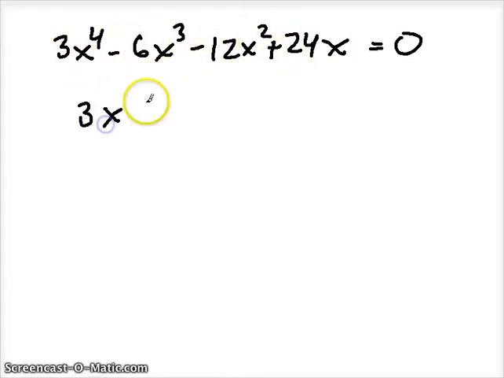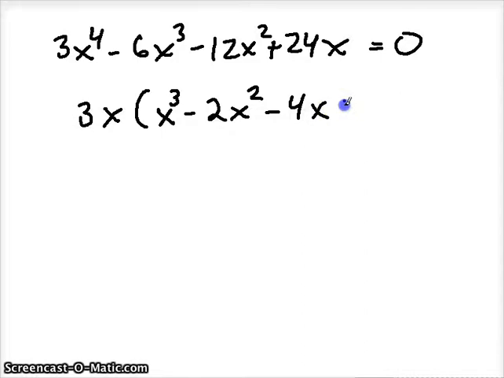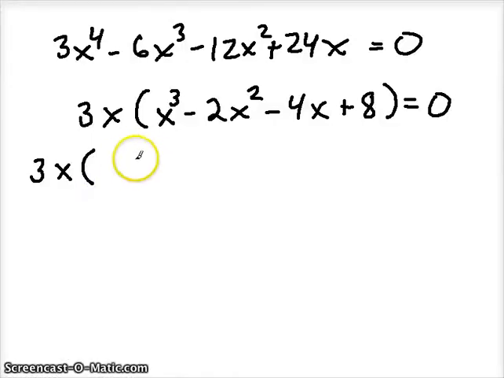Well, they all are multiples of 3, and they all have an x in it. So if we take out a 3x, let's see if what we got left over becomes a lot easier to work with. That would be x to the third minus 2x squared minus 4x plus 8. Still not too easy to work with there. Is there anything else we could do? Well, go back to that grouping method. If you don't know how to factor using the grouping method, check out that video, factoring polynomials.